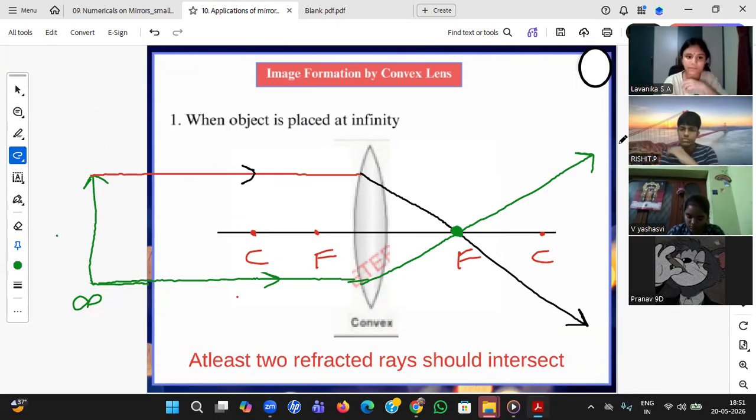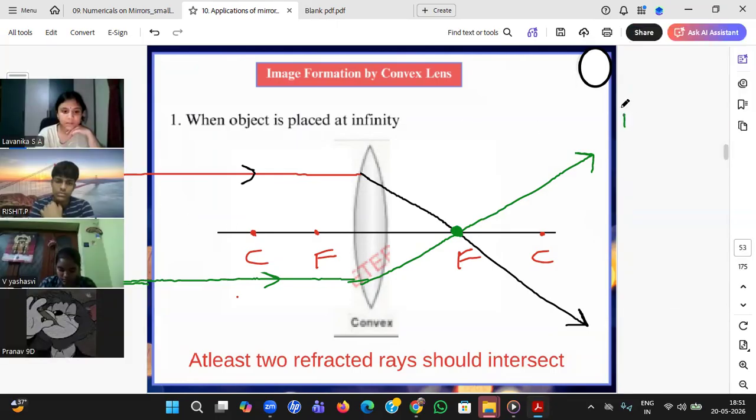Okay. Give me the characteristics, Lavanika. Image location. Where is the image formed? At the focus behind. At focus. You need to just say at focus. Okay. And how is the image? Big, small, point size? Point size. Okay, point sized.